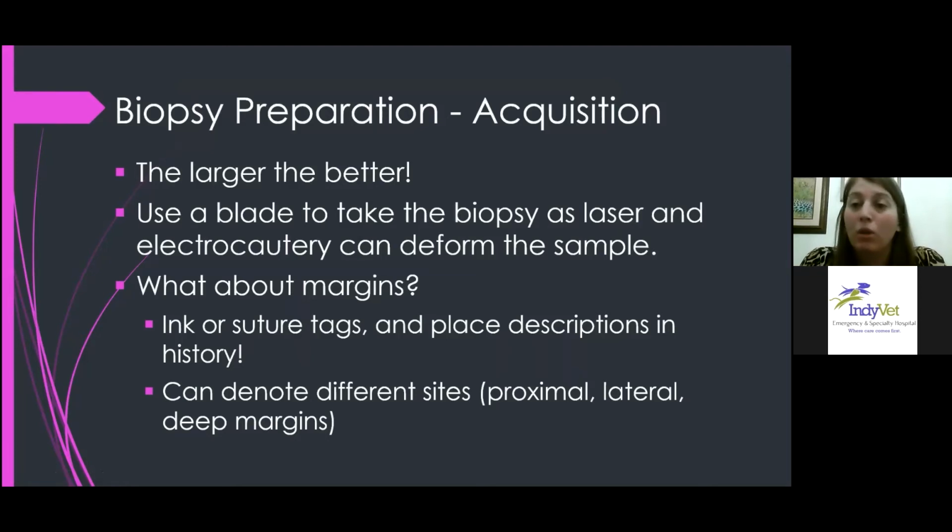If you are doing an excisional biopsy, what if you want to know margins? Did you get it all? Is there any cells left behind? You can use tissue ink or suture tags and place descriptions in the history. So you can denote different sites, proximal, lateral, or deep margins based on which color ink, or I placed a suture tag at the proximal aspect of this.